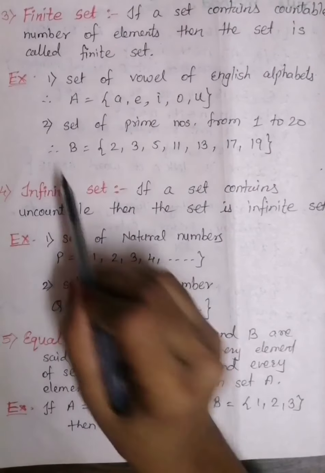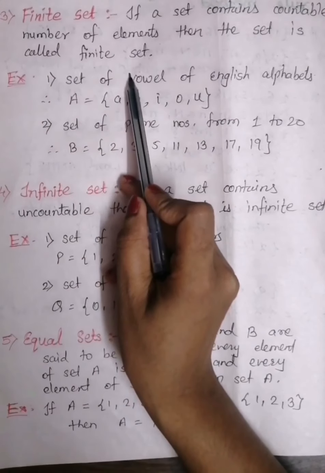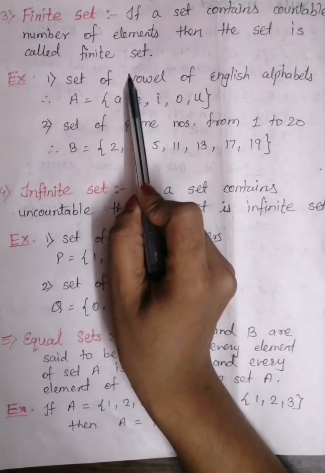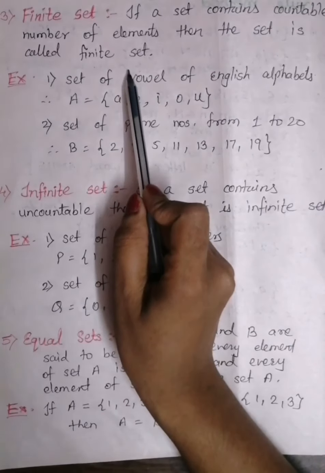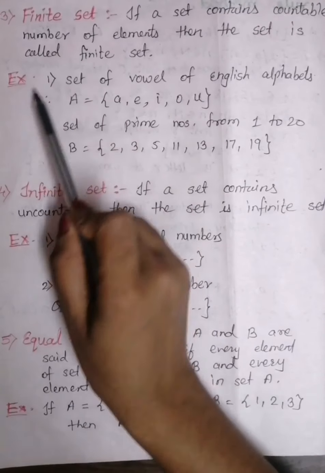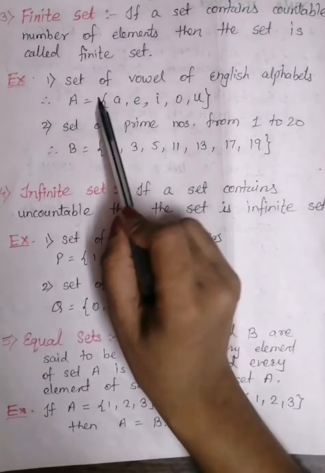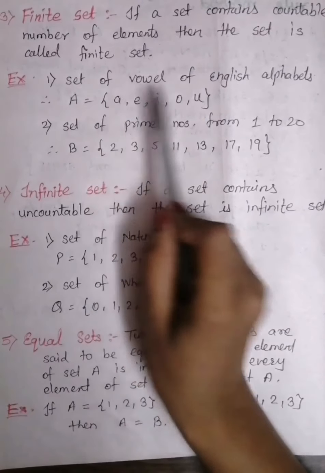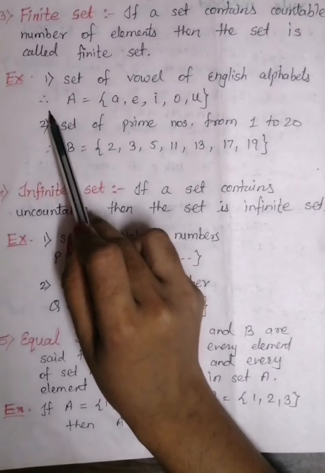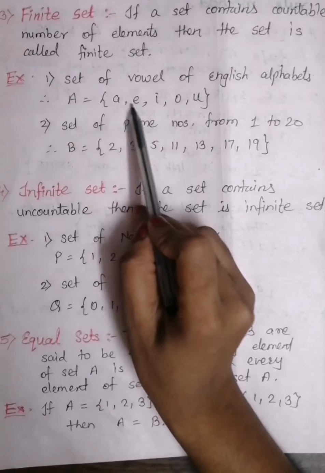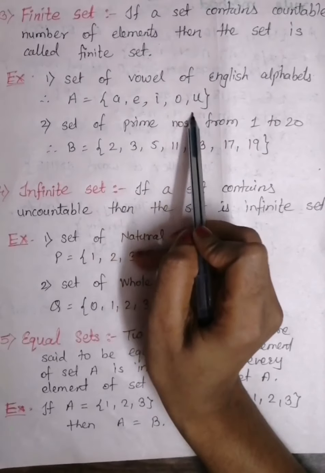Same as this, in a finite set we can count the numbers, like a classroom. A classroom contains students, so we can count the number of students, like the number of people in a village. These people we can count, right? It's a finite set. Come to the example, then you will be clear. Set of vowels of the English alphabet, right? We know that there are 5 vowels, so set A equals {a, e, i, o, u}.